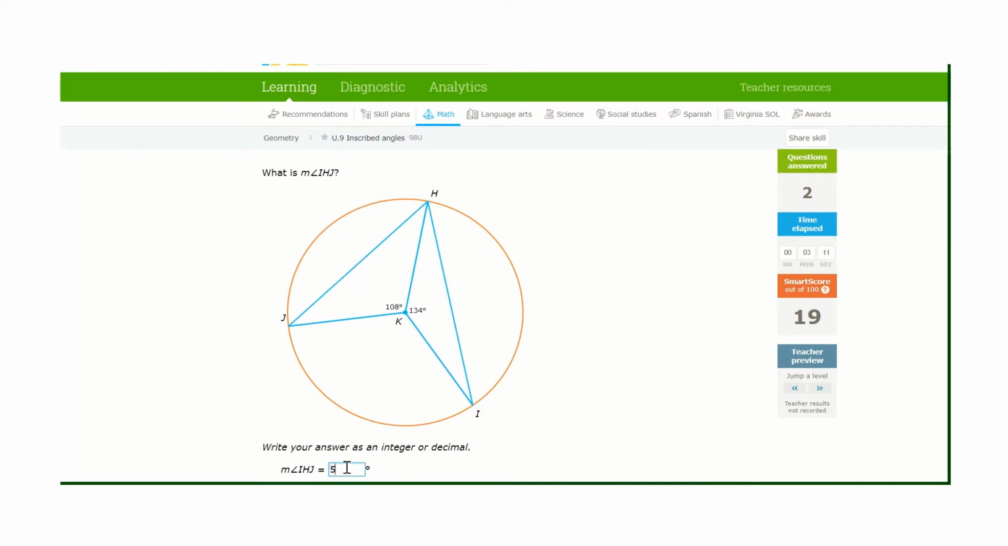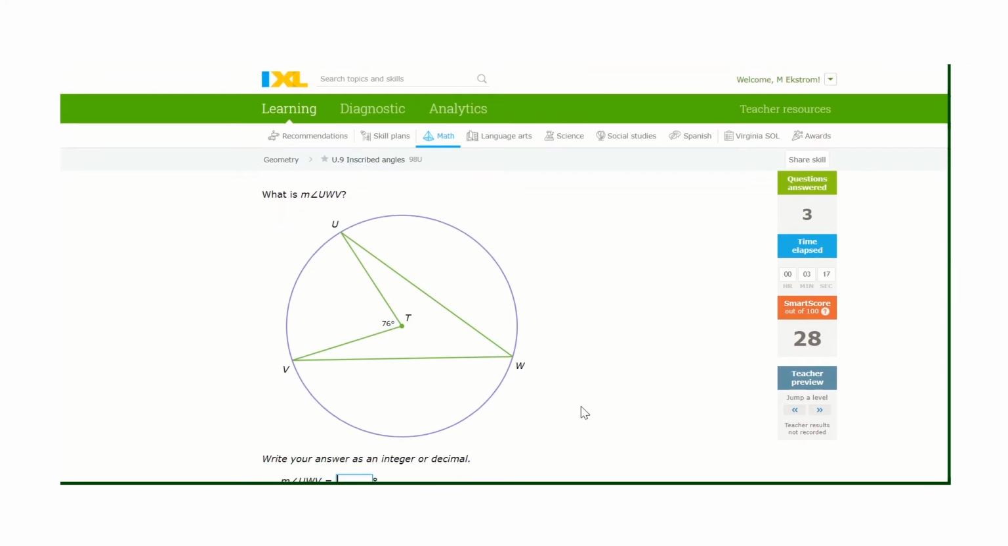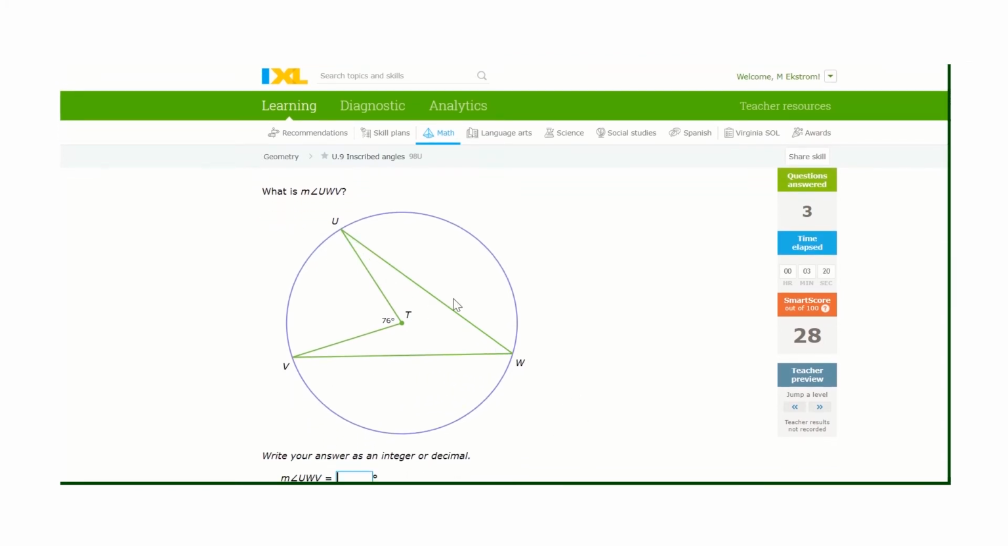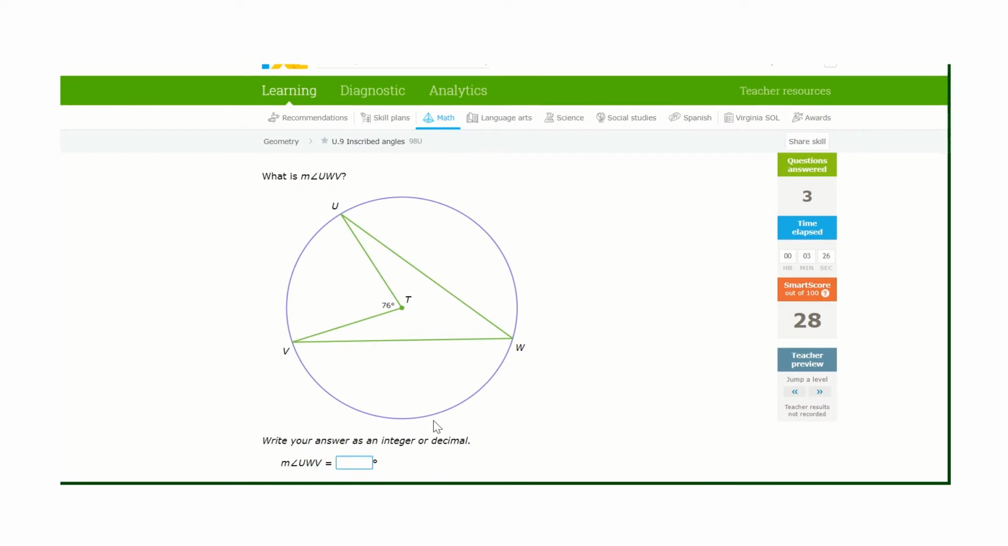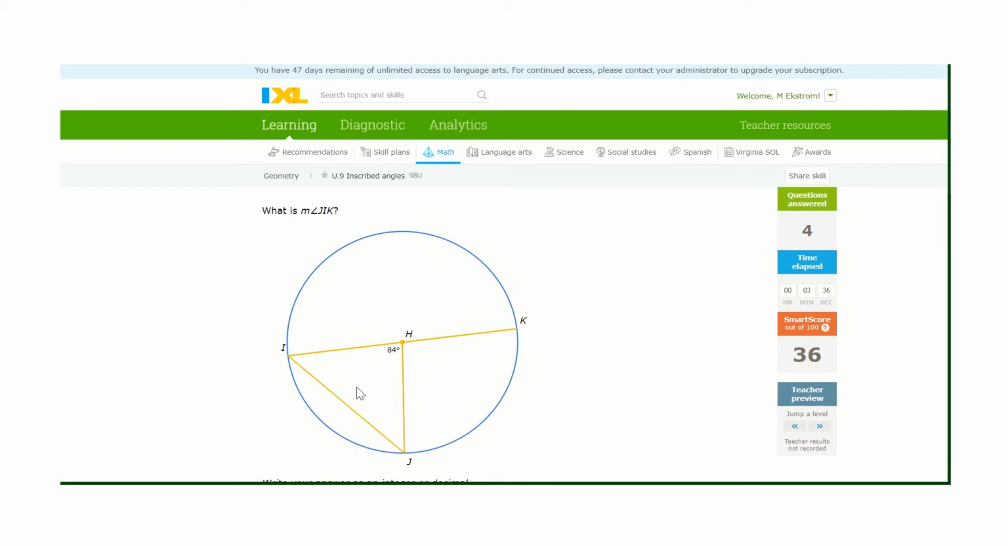And just like that, we have 28 points. Okay, 76 degrees, what are we looking for? We're looking for the smaller inscribed angle here. Just follow the letters, UWV. Well, if it's 76, cut it in half. I believe that's 38. You got it. Okay, let's take a look at this type.